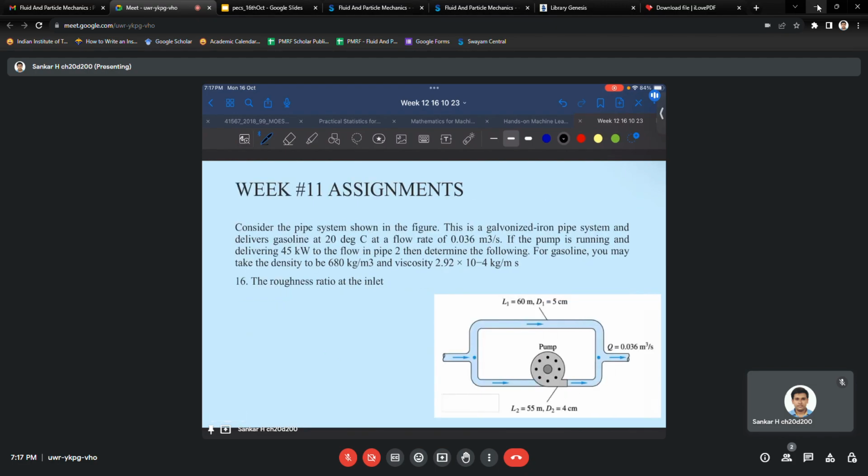Alright, we need to find the roughness ratio at the inlet. We have to assume that this is the inlet over here and this pipe is the outlet over here. So the pump delivers to the outlet over here. Therefore the roughness ratio at the inlet will be equal to 0.15 by 50, both in mm, which will be equal to 0.003.